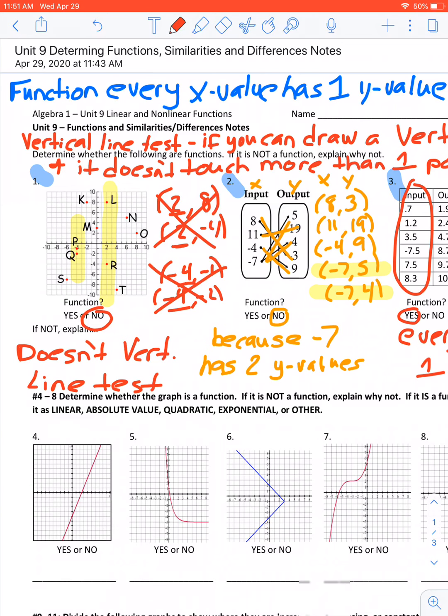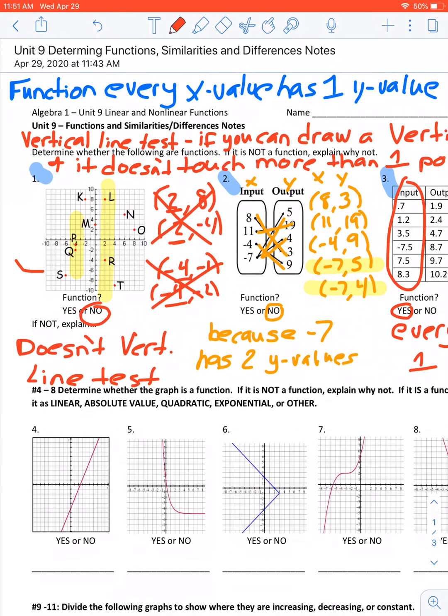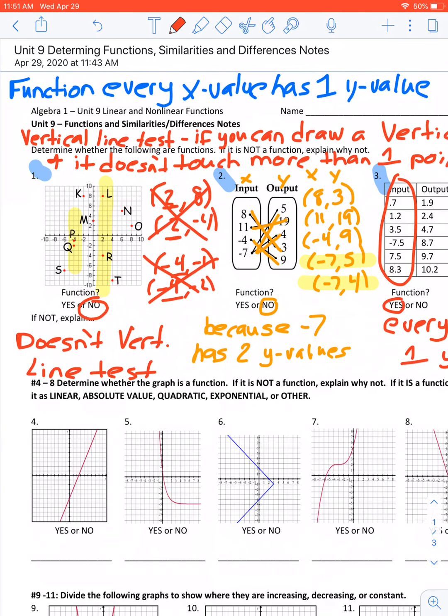So what I want you to do tonight on your homework is look and see, all we're identifying is: yes, this is a function, or no, this is not a function. And give me an explanation why.